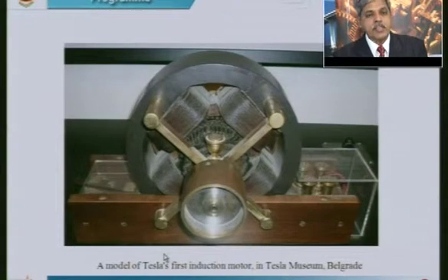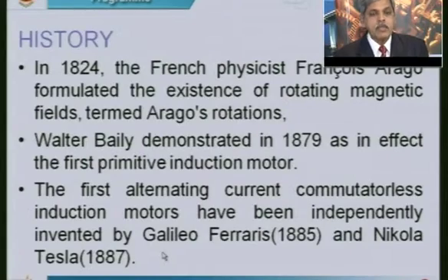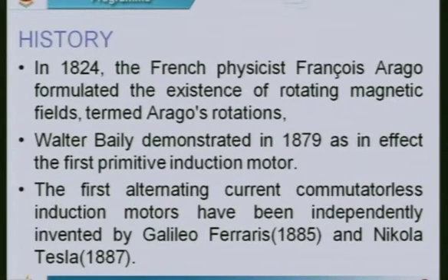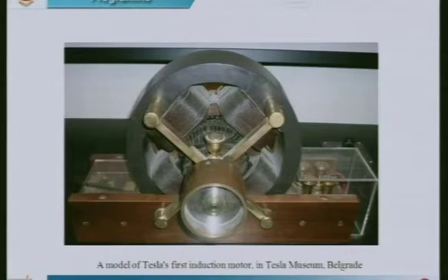Now when you have studied DC motors, we have seen that the principle of a motor is whenever a current carrying conductor is placed in a magnetic field, it experiences a force. Due to this force, the conductors will rotate, or the part of the machine on which these conductors are supported will rotate. Therefore mechanical energy is developed from electrical energy. So all the motors do this electrical to mechanical energy conversion. This is the model of Tesla's first induction motor, which is available in the Tesla museum in Belgrade.